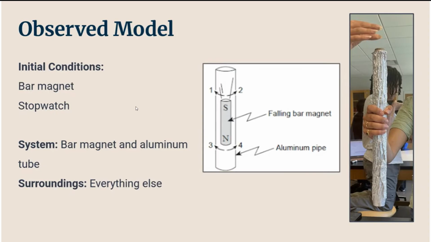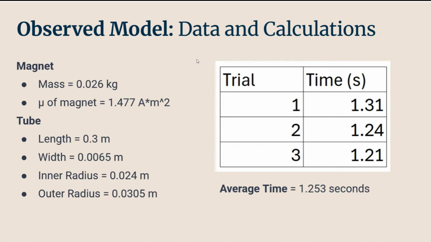Observed model. Initial conditions: bar magnet and a stopwatch. Here you can see a picture of the experiment that we set up. You can see what it should look like from a diagram. Our observed model is data and calculation.